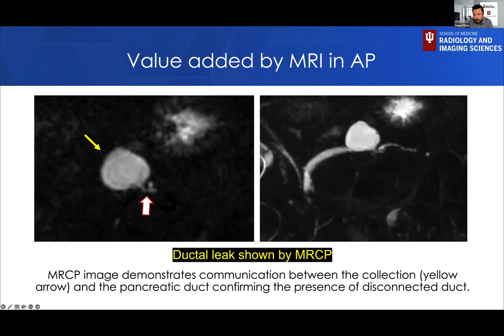This is the larger field of view of the fluid collection, which is in close proximity with the main pancreatic duct. So whenever we see a fluid collection close to the main pancreatic duct, we should always look into the possibility of ductal leak or disruption.